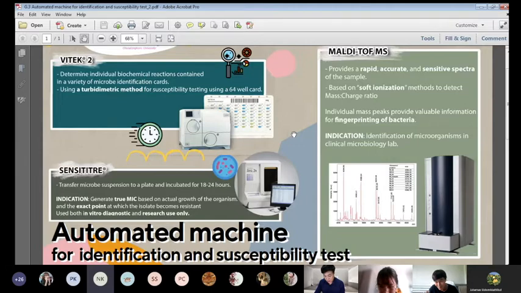The m/z ratio can be determined by the TOF, which detects and calculates masses of ions. Individual mass peaks provide valuable information for the fingerprint of bacteria.